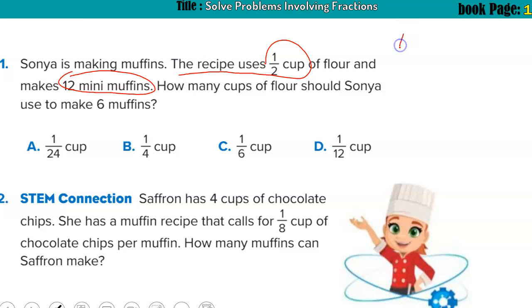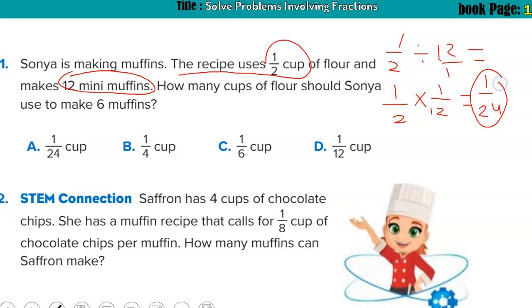So, you divide 1/2 divided by 12. Using the reciprocal and multiplication, it will be 1/2 times 1 over 12, as we learned before. Now multiply 1 times 1 equals 1 and 2 times 12 equals 24. So each muffin will take 1 out of 24 of a cup of flour. Okay. Now let us complete the problem.